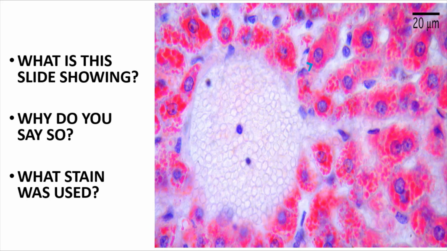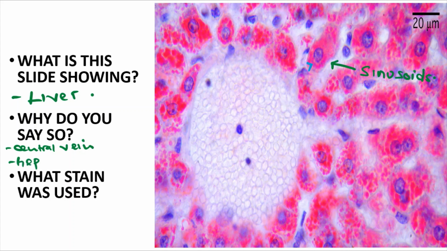What is this slide? We saw a similar slide. So this is the liver. We've already said this is the liver. Why do you say so? Number one, it has the central vein. It has hepatocytes that are lined up in lines. And then it has sinusoids, between the rows of hepatocytes.